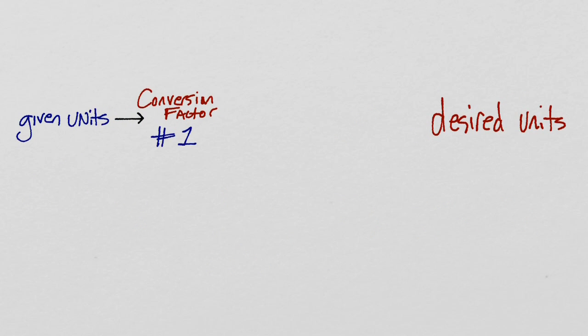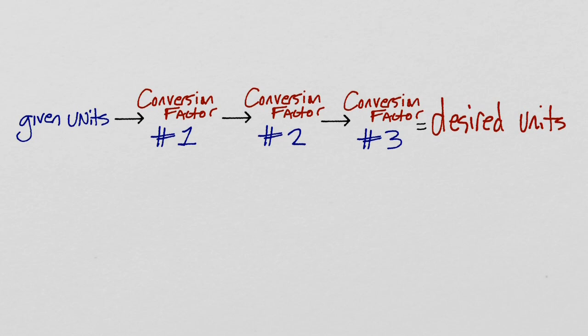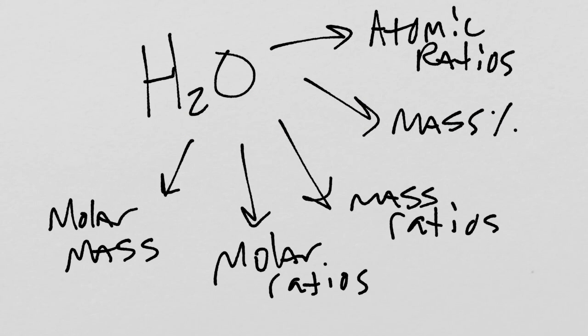Sometimes getting from your given unit into your desired unit requires going through multiple conversion factors. And each time we're canceling out the unit that we convert from and converting once again into another unit, canceling that out as we go until we've reached our desired units. In the next video, we're going to look at water and all the different conversion factors that we can create just from the information about water. After that, we'll work on some calculations.